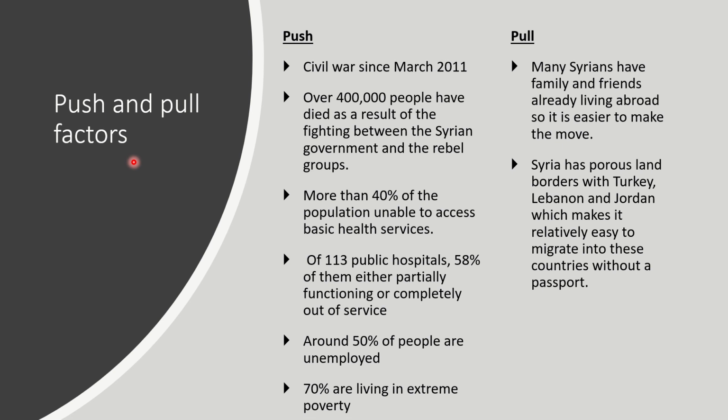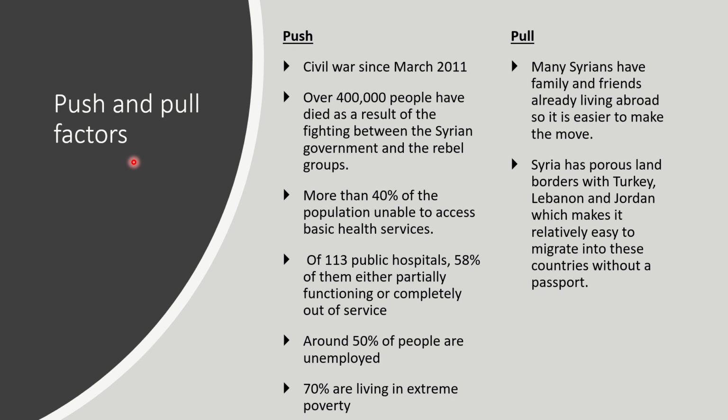Also, the border with Turkey, Lebanon and Jordan, most famously Turkey, is very big. It's a long border, and it's not like there's a border wall or a fence or even checkpoints on all of the roads, which makes it a very porous border. That means that you can pass over it quite easily. And that makes it relatively easy to migrate into those countries if you don't happen to have all the necessary paperwork.